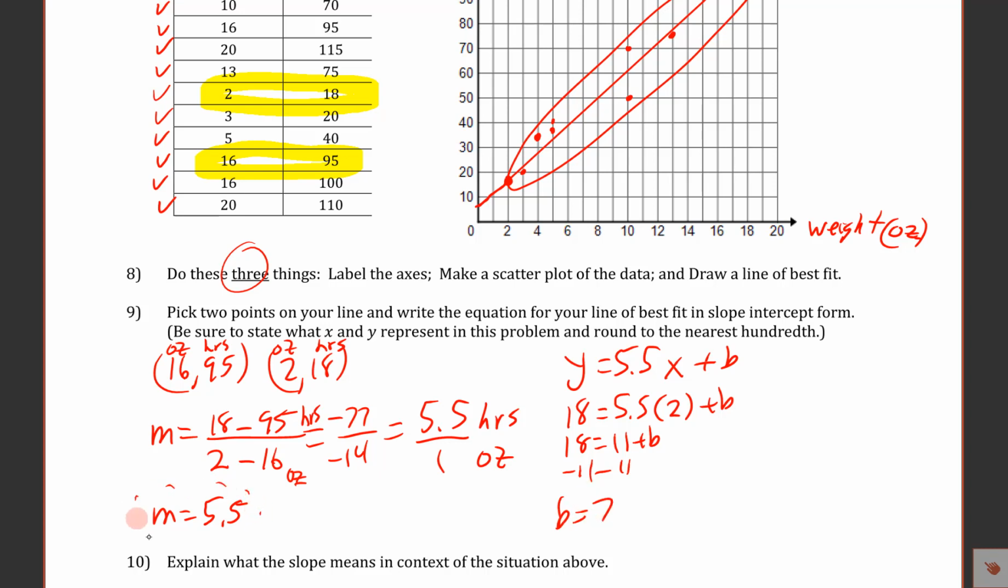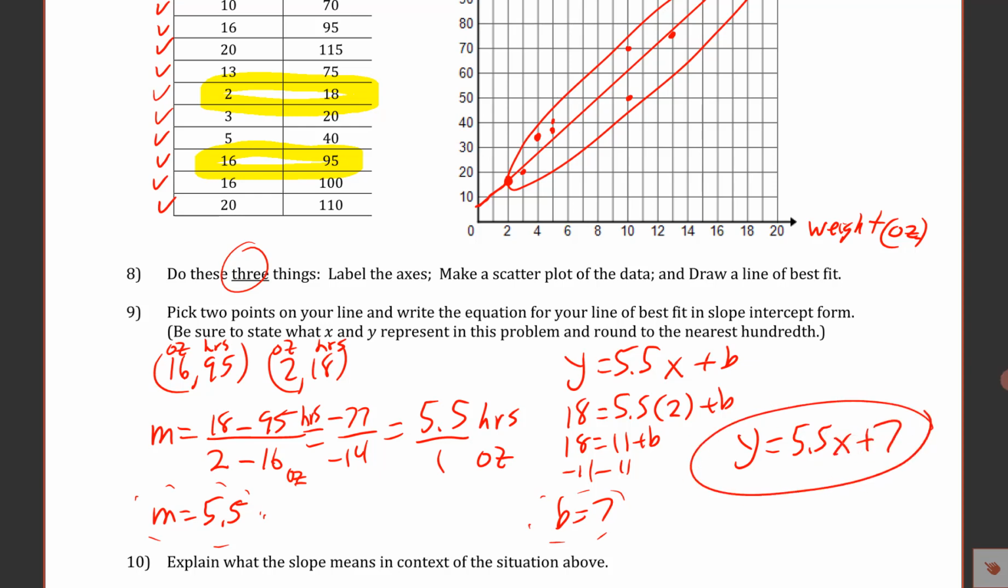Okay, so we had our slope right here. We've got our y-intercept right here. So this is what we're going to write down. We're going to write down y equals 5.5x plus 7, and we're going to circle that. Okay.